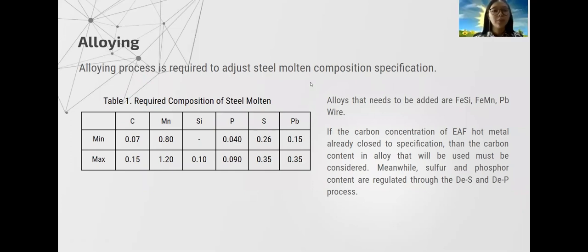Next is alloying. The alloying process is required to adjust the steel molten composition specifications. Table 1 shows the required compositions of steel molten. The following compositions must be fulfilled before the steel molten is transferred to the continuous casting process. Alloys that need to be added are ferrosilicon, ferromanganese, and lead wire. If the carbon concentration of the EAF hot metal is already close to specifications, then the carbon content in the alloy that will be used must be considered. Meanwhile, sulfur and phosphor content are regulated through the desulfurization and dephosphorization process. Next.